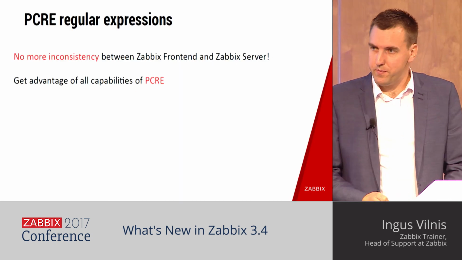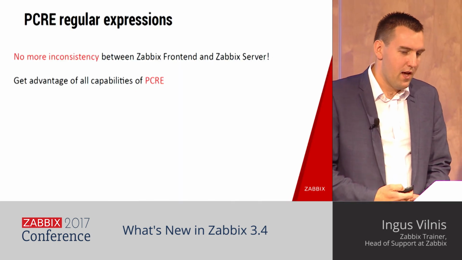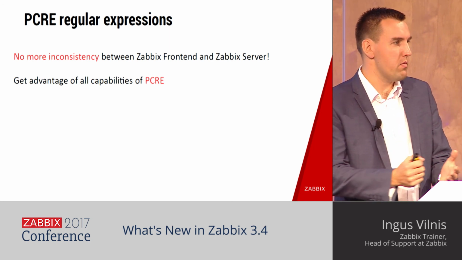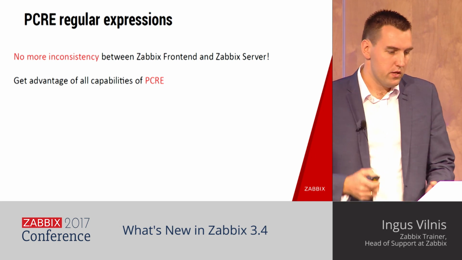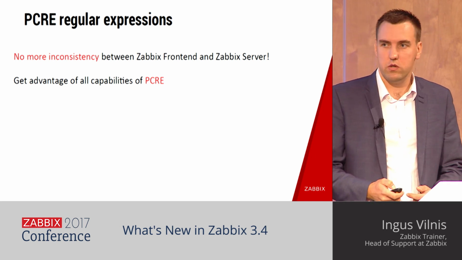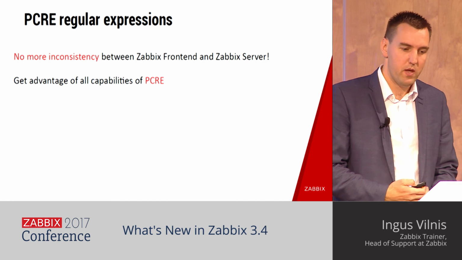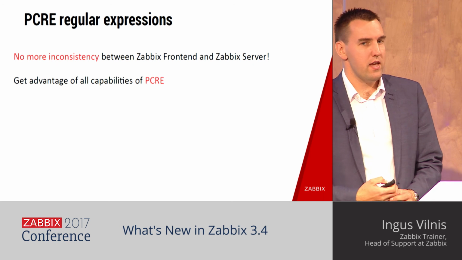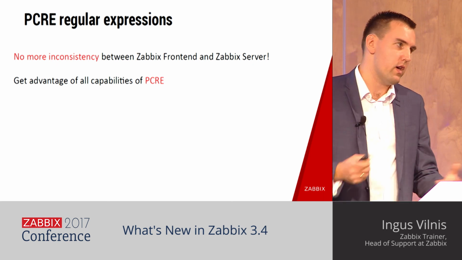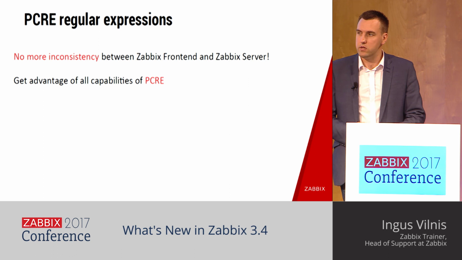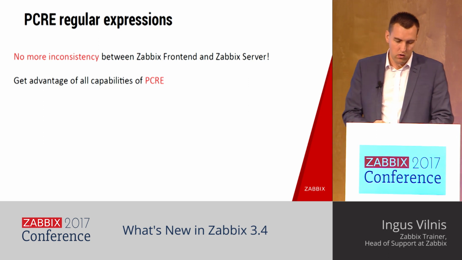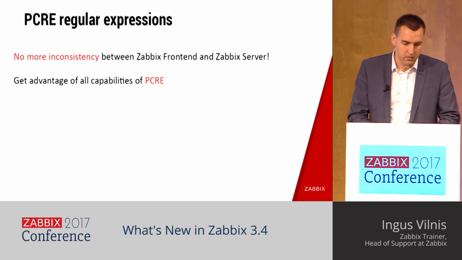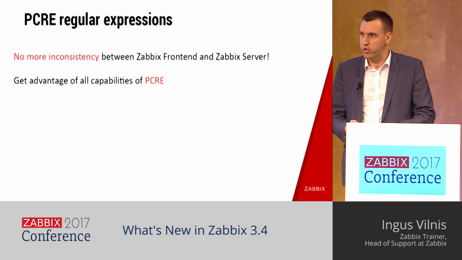Some other major improvements. Oh, this is a nice one. The problem in older versions was that the Zabbix web interface used Perl-compatible regular expressions, but the Zabbix server used POSIX extended. And they did not work very well together at times. So now this thing is fixed once and for all, because both of these components, the frontend and the Zabbix server, use Perl-compatible regular expressions.